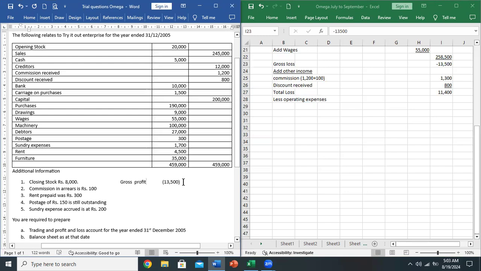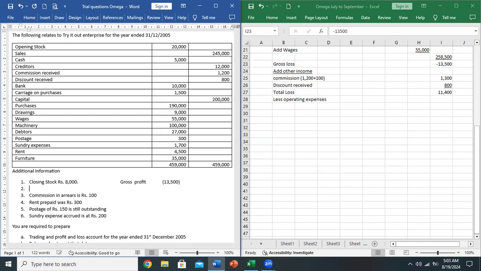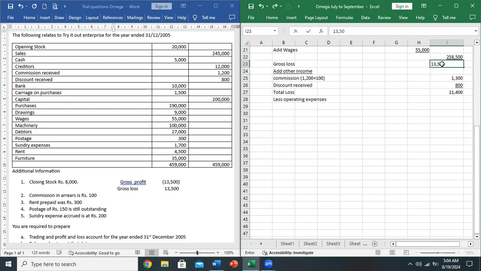The other way is that you go this way. Instead of using gross profit, you tell us that this is a gross loss. And for that one, you don't put the figure in any parenthesis. You just leave it like that. So I went for the second option where I call this gross loss and put the figure there. But when you are calculating, make sure you always remember a loss is a negative number.